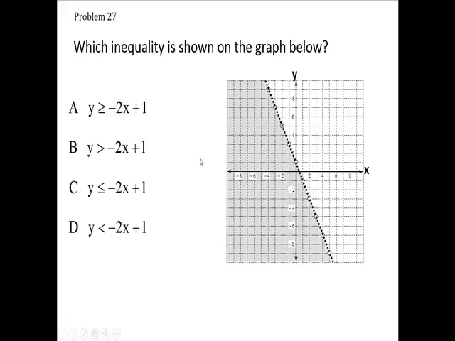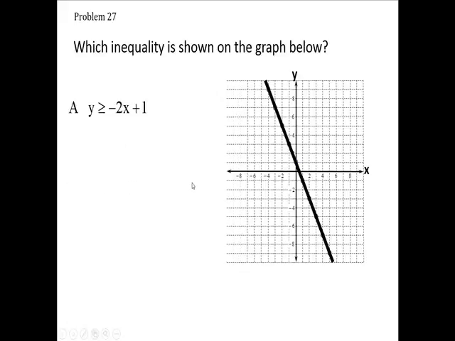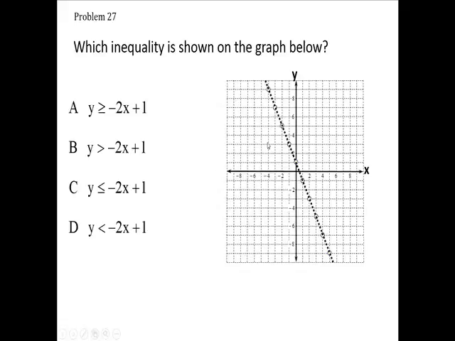Now, the first thing we notice is you have a dashed line right here. If the line had been solid, I would pick A or C. Okay, it's dashed. But if it were solid, I would pick A or D.